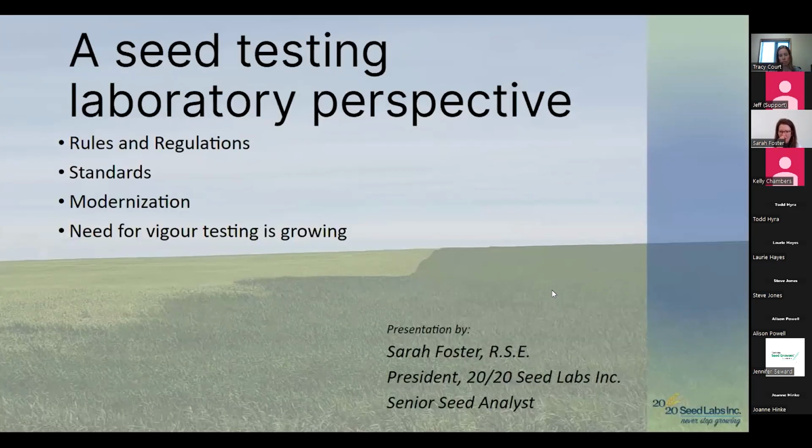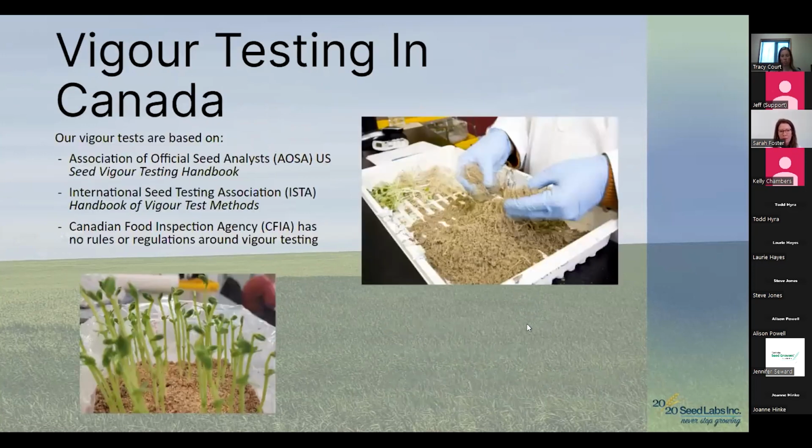If you could advance to the next slide. Thank you, Kelly. So I hope when I speak about seed testing from a laboratory's perspective, I'm covering everyone's perspective that has a laboratory. And so we're governed as an accredited lab by rules and regulations, standards, modernization, and needs for Vigour testing that are continuing to grow. So I'm going to be talking about these topics in more detail.